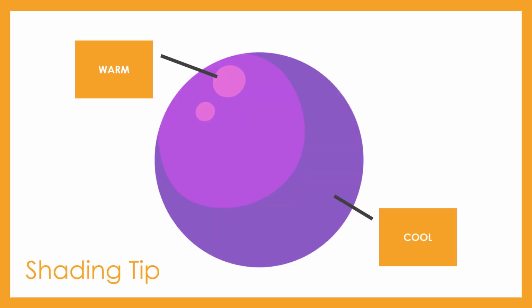So a shading tip, this works especially well for cartoony styles, is that normally you'd want to use a cooler variant of your original hue for your shading and a warmer hue for your highlighting. That's the word.